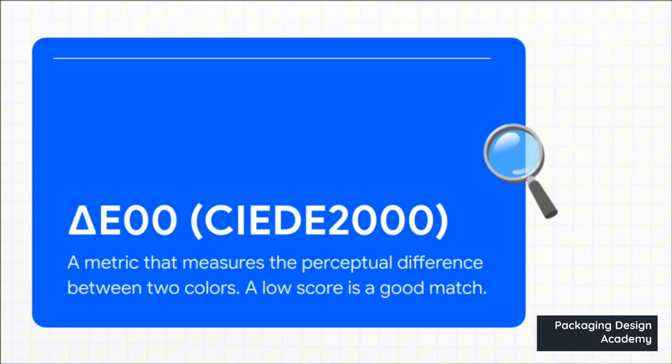But how do you know if that proof is actually accurate? We don't just say, it looks good to me. We use math. This term, delta E 2000, or just delta E, sounds complicated, but it's really just a score. It's a number that measures the distance between two colors, like the target color and the color on your proof. A low score is great. It means they're super close. A high score means you can see a difference.